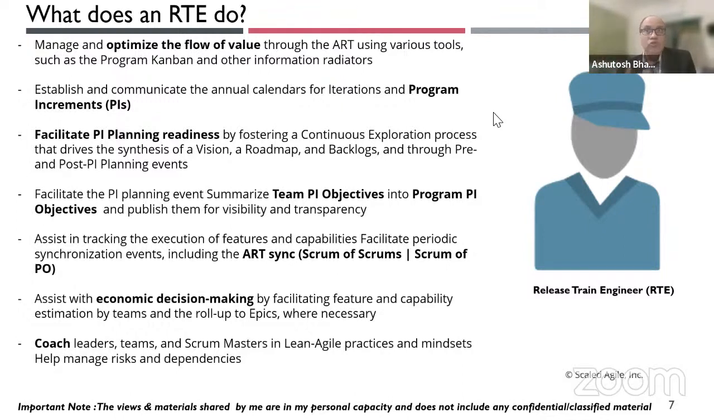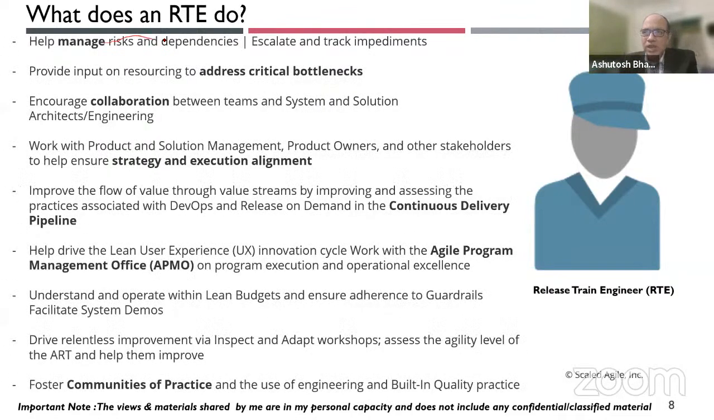The RTE usually publishes a calendar in advance. So one year in advance, we'll publish, this is where our PI number 1 will start, PI number 1 will end, with the events clearly articulated. Then PI number 2, when will it start, when will it end? So that's the calendar which an RTE is going to publish. The third most important thing is the RTE always has to ensure that the team is delivering value.